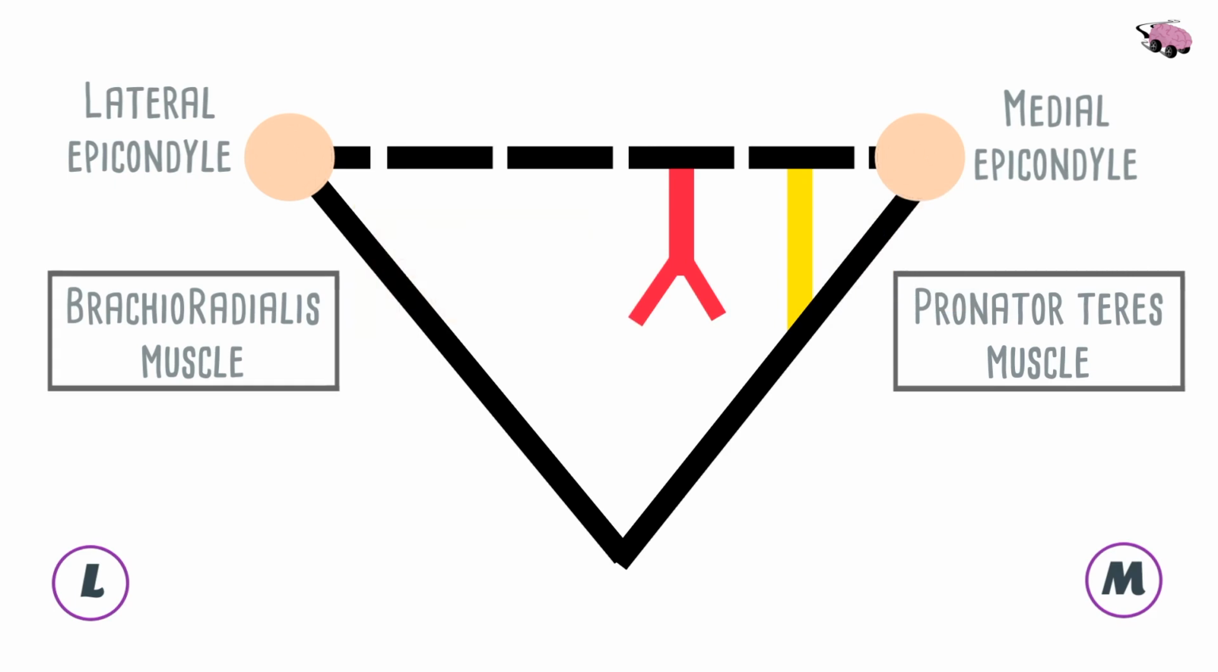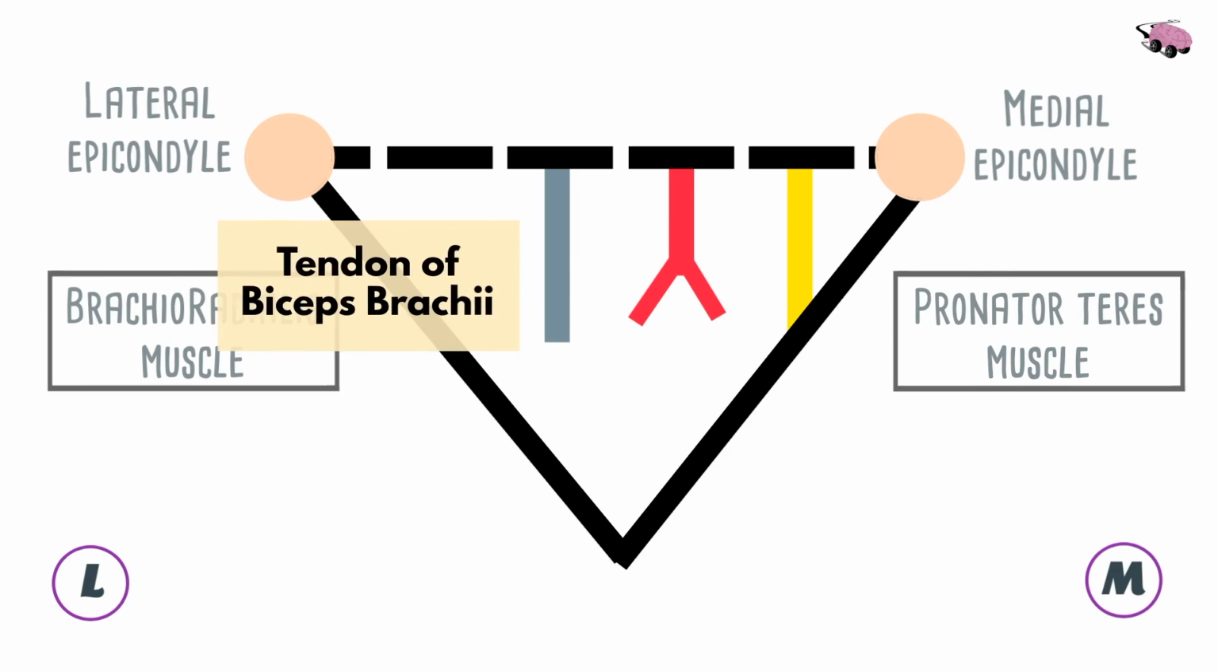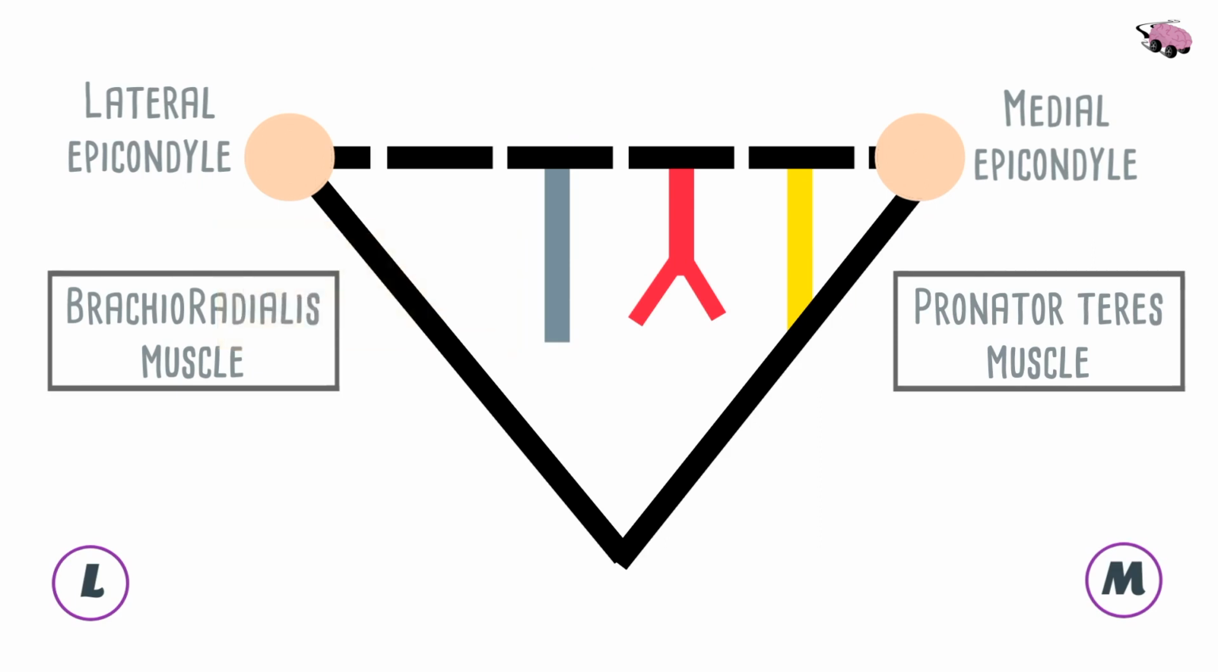going laterally. Lateral to the brachial artery is our next structure. This is the tendon of biceps brachii. And our 4th and last structure will be most lateral as the radial nerve.